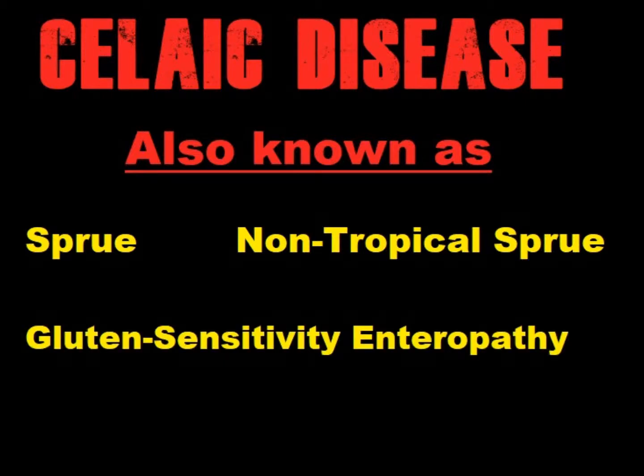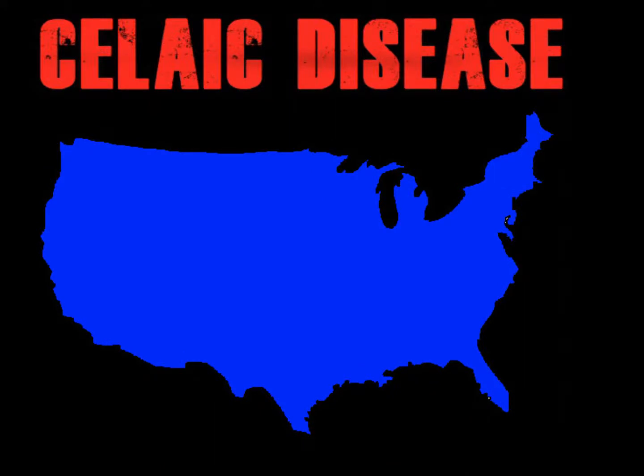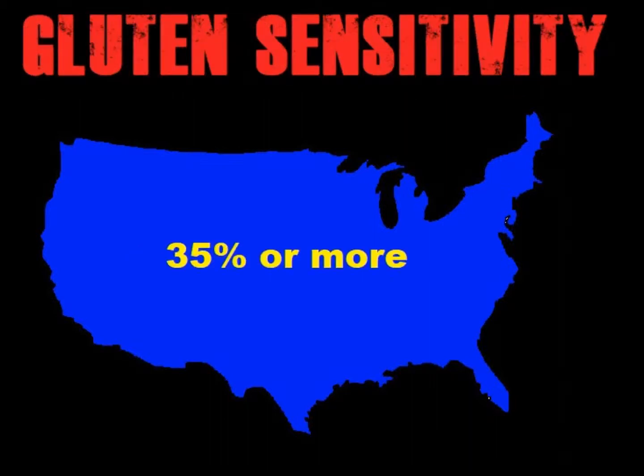Individuals with celiac disease must eat a gluten-free diet to recover from this, and there also is something called non-celiac gluten sensitivity, and that actually differs from celiac disease in that the flattening of the intestinal villi does not occur in non-celiac gluten sensitivity. However, the non-celiac form can still have many unpleasant manifestations. Celiac disease is thought to affect less than 1% of the American population, whereas gluten sensitivity has been estimated to affect as much as 35% or more.